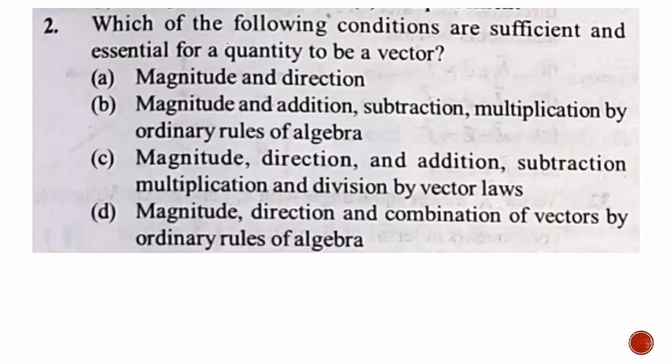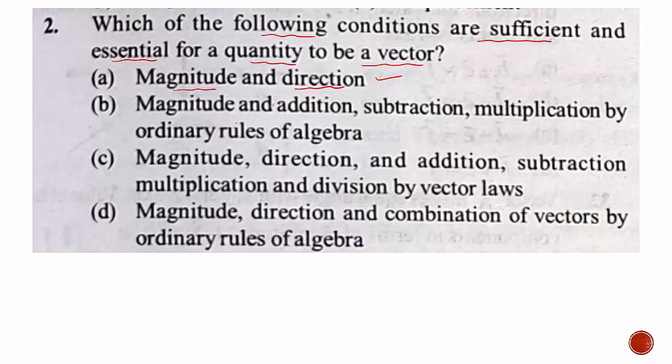Second question, which of the following conditions are sufficient and essential for quantity to be a vector? The quantity to be a vector, which of the following conditions are sufficient and which of the following conditions are essential? You can observe one by one. The first one, magnitude and direction. We know that vector quantity is having both magnitude and direction.